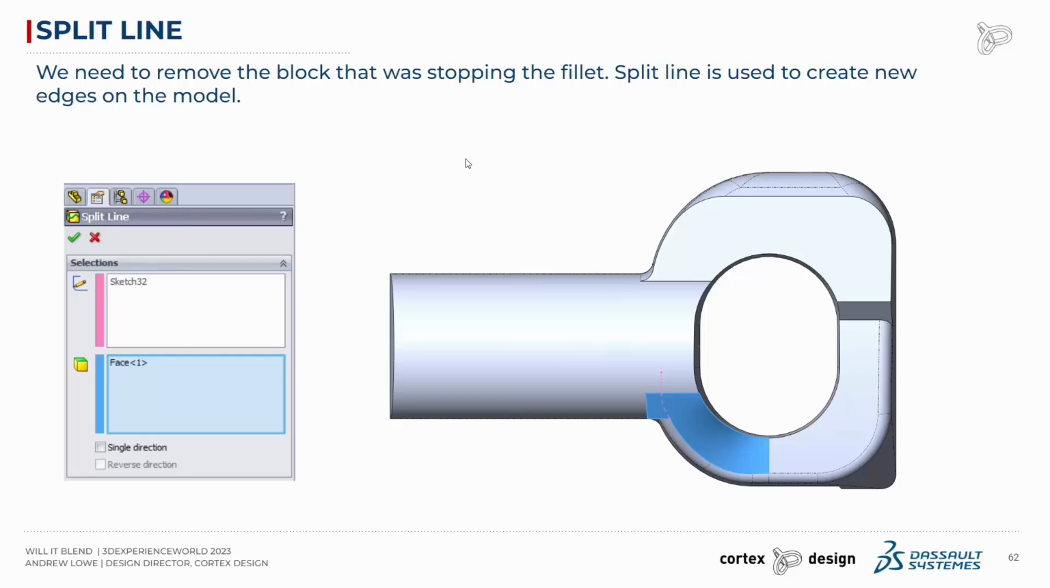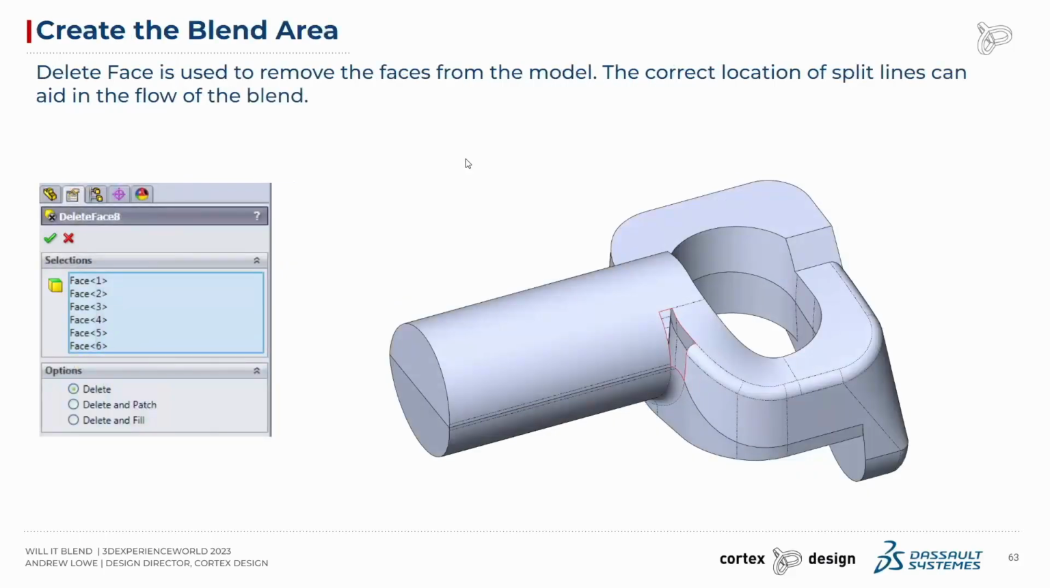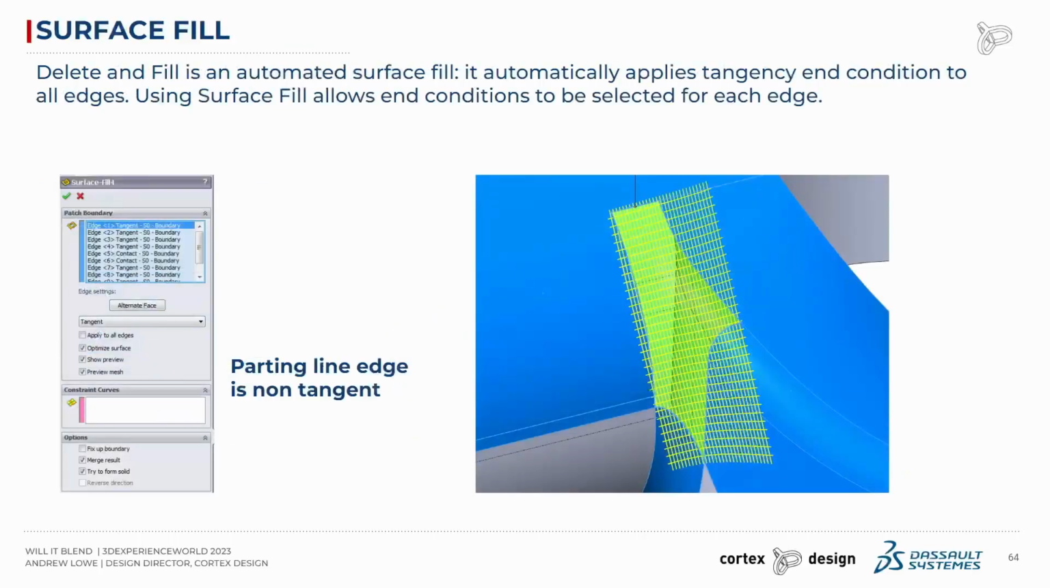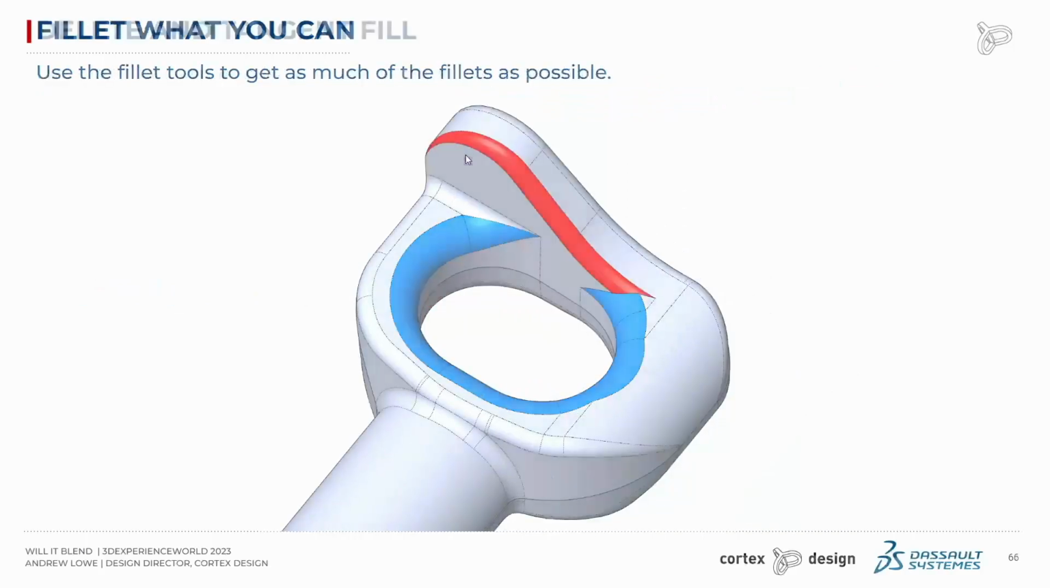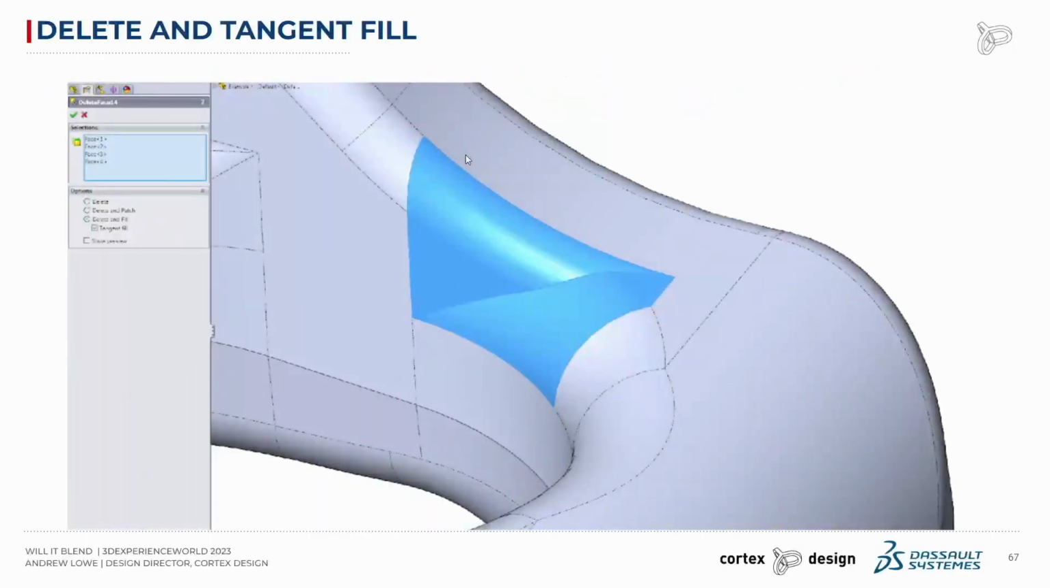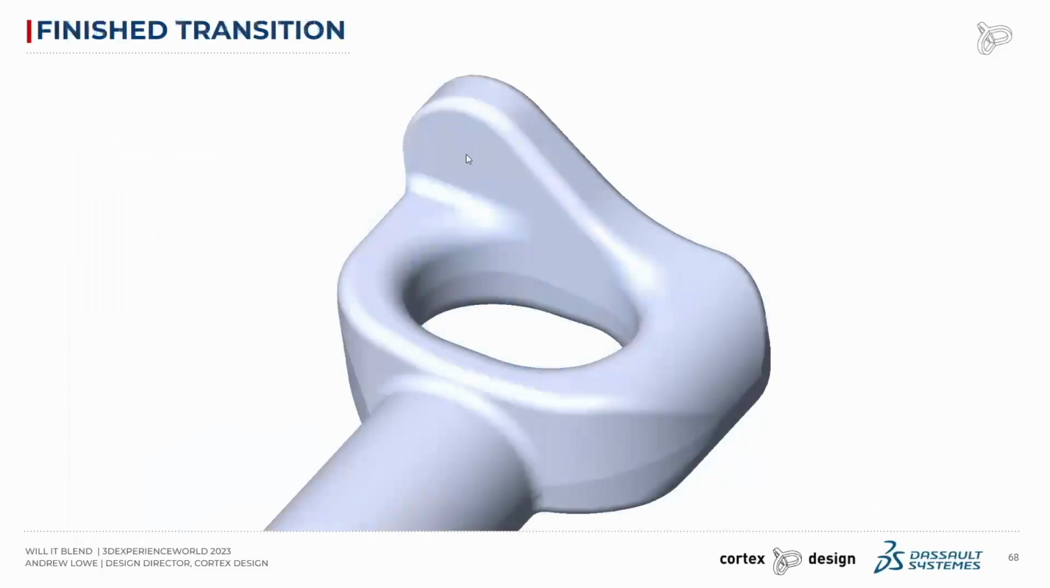We frame out the area for the blend with the split line, as you can see here with the red surface edges, and surface fill to clean up the transition. Likewise, for these fillets that don't nicely blend into each other, delete and fill with the split line, great technique to be able to force these dissimilar fillets to flow into each other.